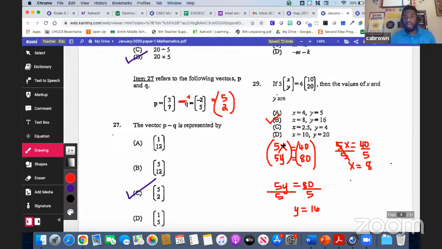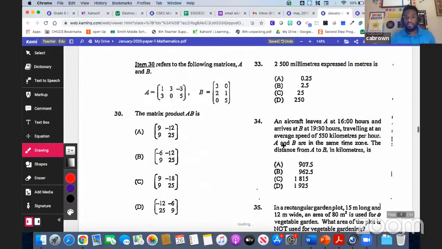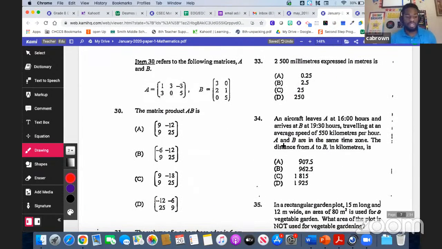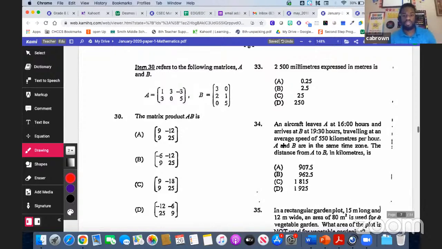All right, we're halfway through the paper. Item 30, we're still on matrices. There are normally about 4 problems for matrices. This one probably will be a little bit long. Item 30 refers to the following matrices: A and B. This is a 3 by 2 and a 2 by 3.